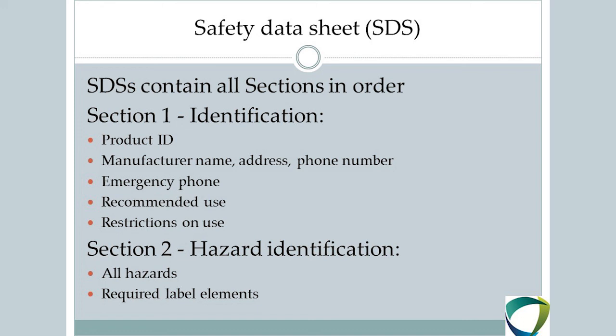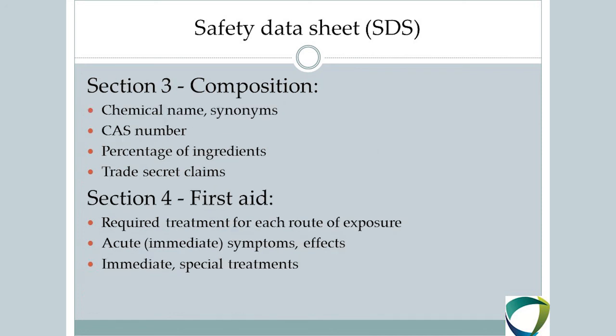Section 1, Identification. This includes the product identifier, manufacturer or distributor's name, address, and phone number, an emergency phone number, recommended uses, and restrictions on uses. Section 2, hazard identification, includes the hazard classification and the required label elements. Section 3, composition information on ingredients, includes the chemical name, common name and synonyms, chemical abstract service number, percentages of ingredients and mixtures, and trade secret claims.